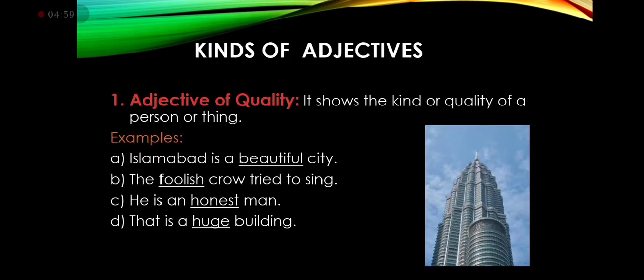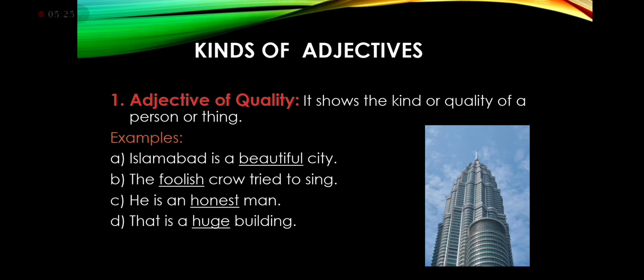Now we are going to move towards the kinds of adjectives. First of all, the first kind is adjective of quality. It shows the kind or quality of a person or thing. There is a picture. You can see that picture. I think it's a building. You can get an idea, and the building is huge.